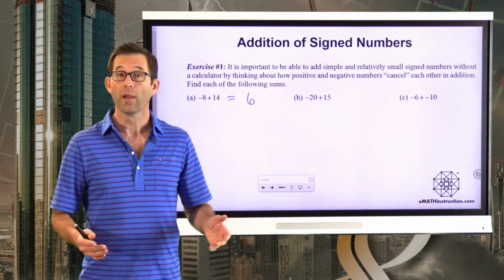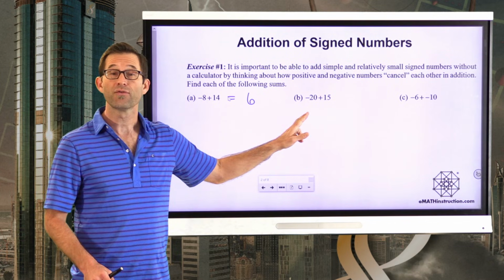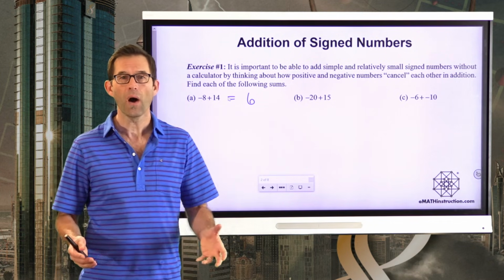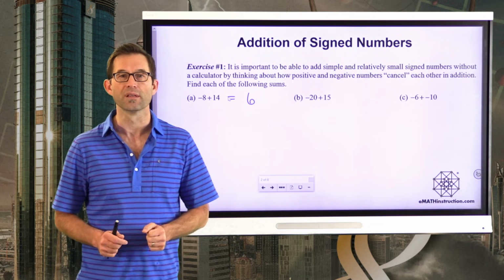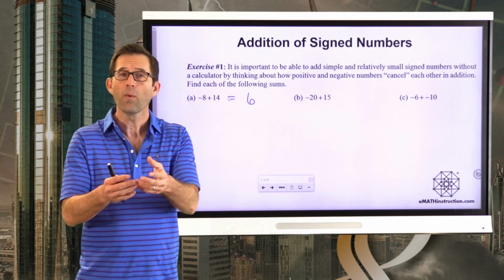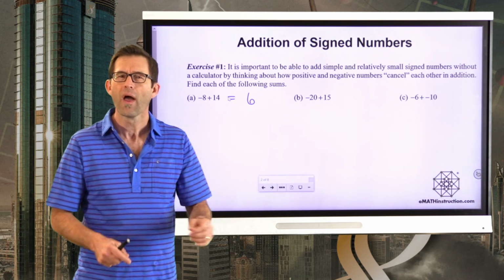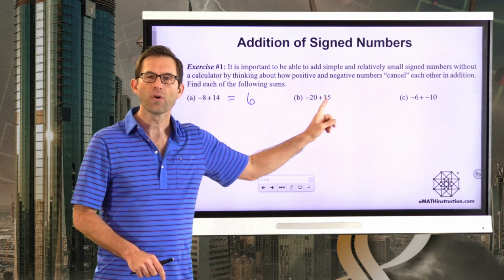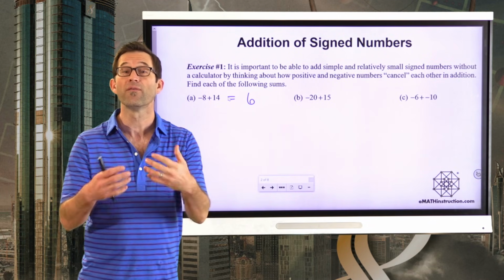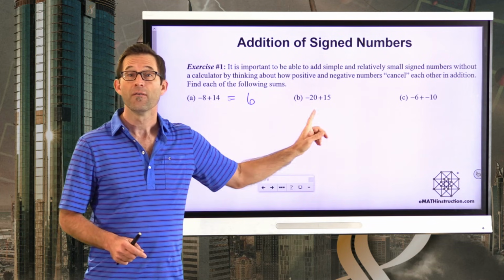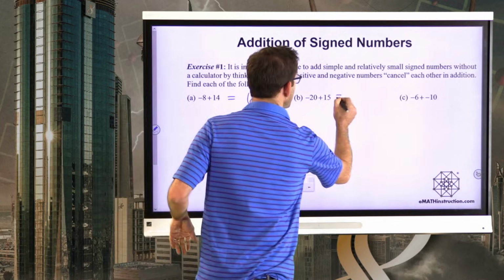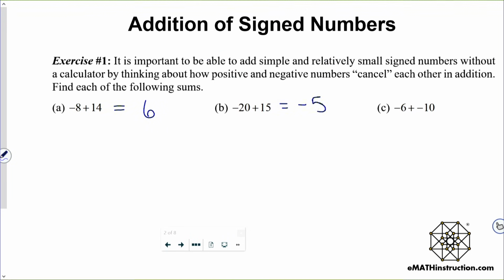All right, in letter B, we've got a -20 and a positive 15. The way I want you to think about this is, there's more negative than positive, so when we add them together, our final result will be negative. And what will our final result be? Well, if I took away 15 positives from 20 negatives, I'd be left with 5 negatives. 15 positives will cancel 15 negatives, and I'll be left with a -5.